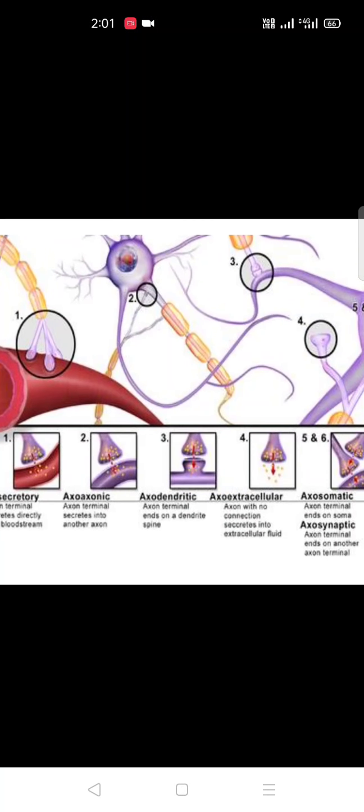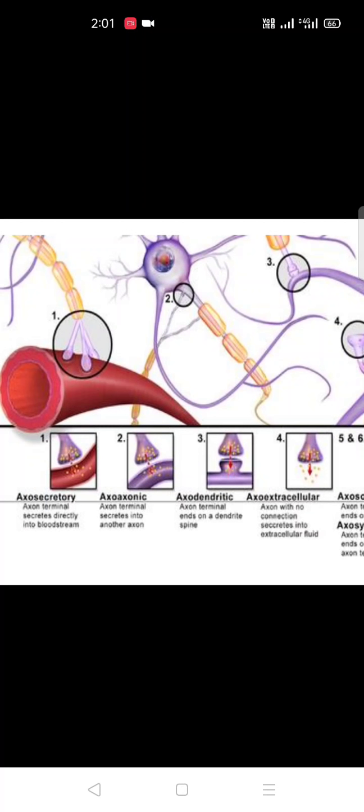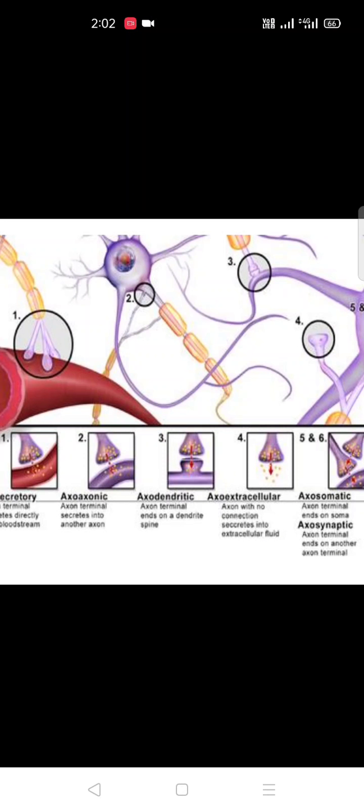So you can see in this diagram what all the classifications we did. So that is the diagrammatic representation of it. So the first one is called axo-secretory. So the end of the axon, that is the axon terminal, is getting connected with the bloodstream. So we call it axo-secretory. Now if you see the second diagram, it is called axo-axonic. That is, one axon is connected with another axon.